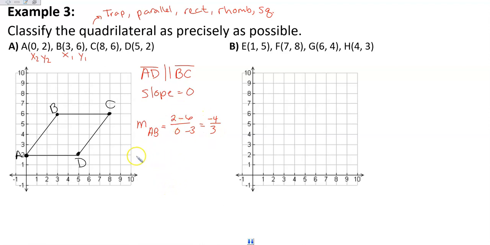Then we're going to look at the slope of CD. And with this one, same thing. We'll do x2, y2, x1, y1. Again, guys, it doesn't matter which one you choose to be 1 and which one you choose to be 2, as long as you are consistent. So we're going to do y2, which is 6, minus y1, which is 2, over x2, which is 8, minus x1, which is 5. 6 minus 2 is 4. 8 minus 5 is 3.